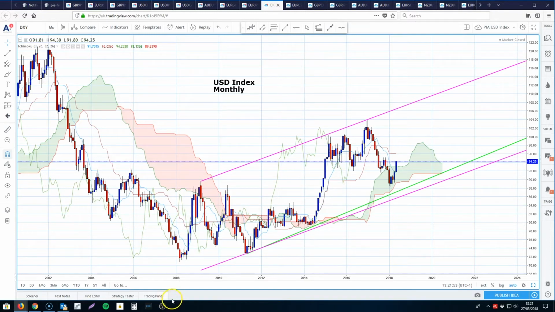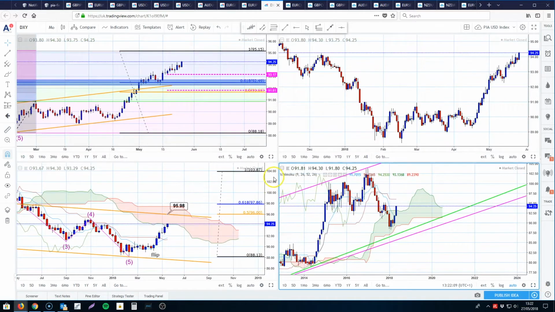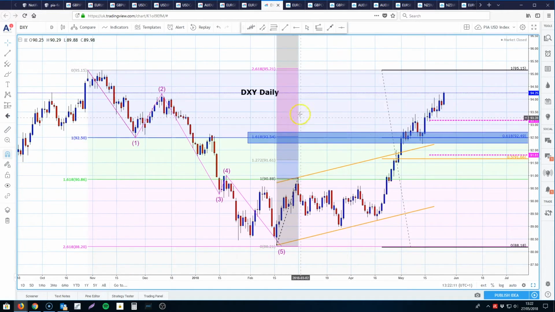Here we can see that since the lows of 2008 we've been in a bullish channel formation. We've broken the Ichimoku cloud to the upside. There's no clear indication that this rally is coming to an end in this time frame. If we go to the daily chart, here we can see that we've had a 5-wave Elliott wave complete around about 88.21. We then had a period of consolidation, and then we've had this impulse move to the upside.